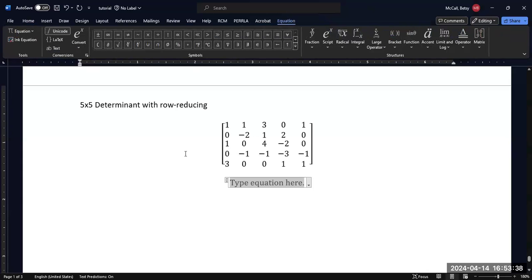So I'm going to start by trying to eliminate everything below this 1 in my first column. And so I'm going to do minus row 1 plus row 3 and put that back into row 3. And then I'm also going to do minus 3 times row 1 and add that to row 5, and then put that back into row 5.